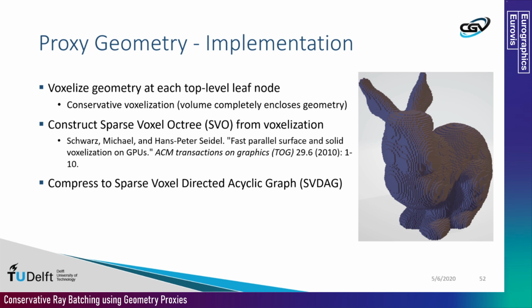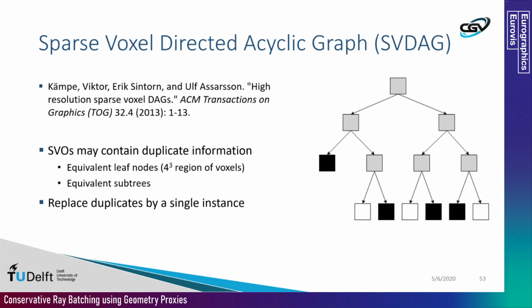Our proxy geometry consists of a conservatively voxelized representation of the actual geometry. To store it in a memory-efficient manner, we built a sparse voxel octree, or SVO, for each leaf node and compress these SVOs into sparse voxel directed acyclic graphs, or SVDAGs. The idea behind the SVDAGs is that an SVO may contain duplicate information such as equivalent leaf nodes or subtrees, which is a waste of space. We remove these duplicates by replacing them by a single instance. In this example, we have 4 black leaf nodes and 3 white leaf nodes, which means that we have some duplication, which we can remove.